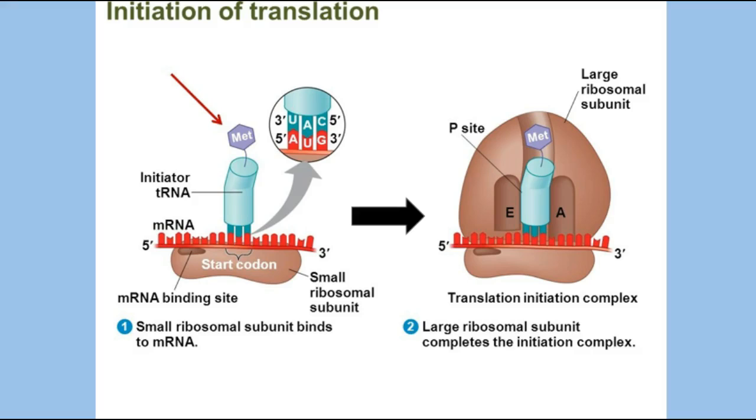So the picture below shows the initiation of translation. It shows the initiator tRNA with methionine binding with the AUG start codon that was read on the mRNA, and then it also shows the larger subunit binding with the smaller subunit, placing that initiator tRNA into the P site.